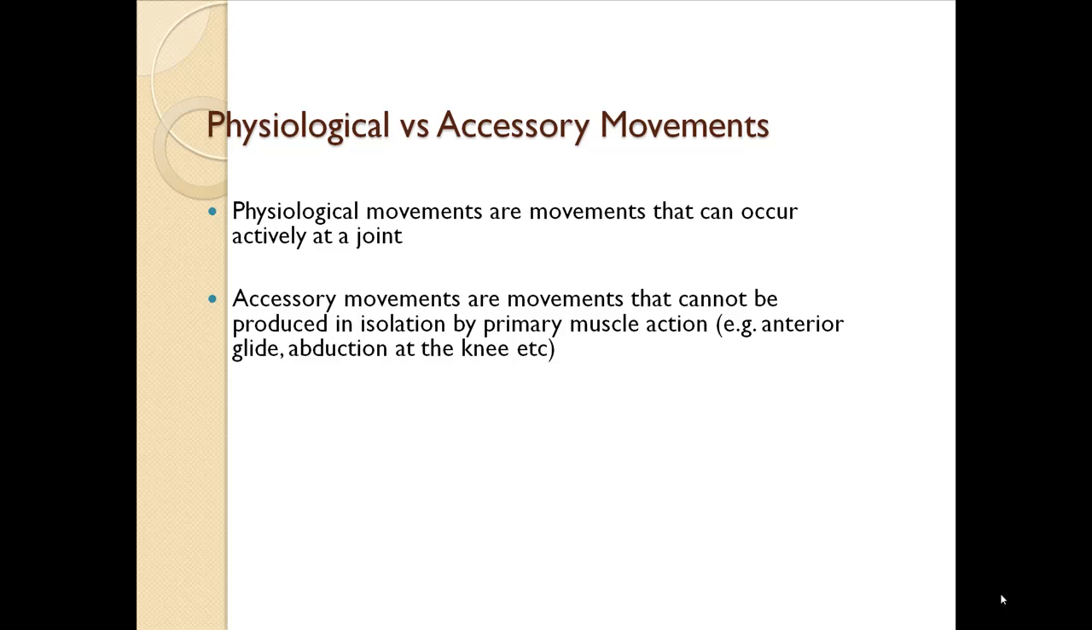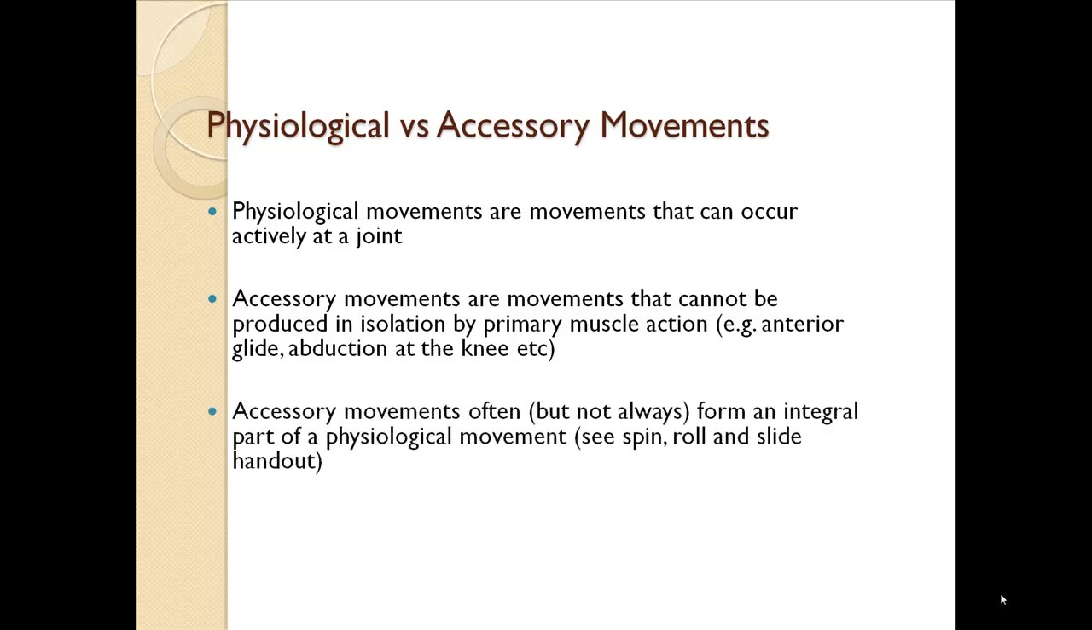However, these movements may be produced by an external force or may actually occur as an integral part of a physiological movement. So for example, when the knee moves from a flexed to an extended position, in order for that movement to occur, the tibia must glide anteriorly relative to the femur. If it doesn't, we end up getting a blockage of movement. Similarly, when the knee flexes, the tibia must move posteriorly, or the patella must glide inferiorly. Accessory movements are important as without accessory movements, physiological movements cannot occur.